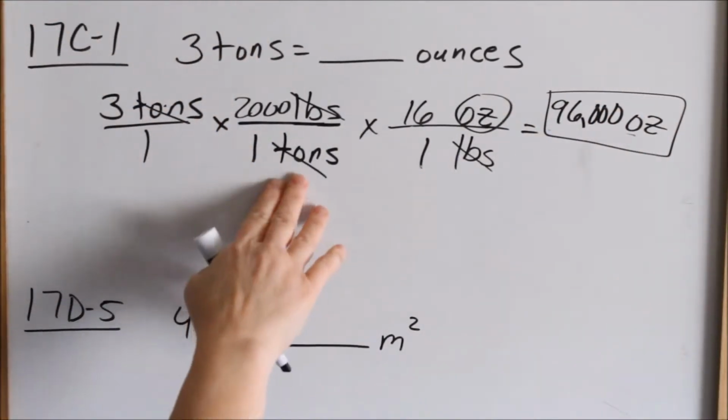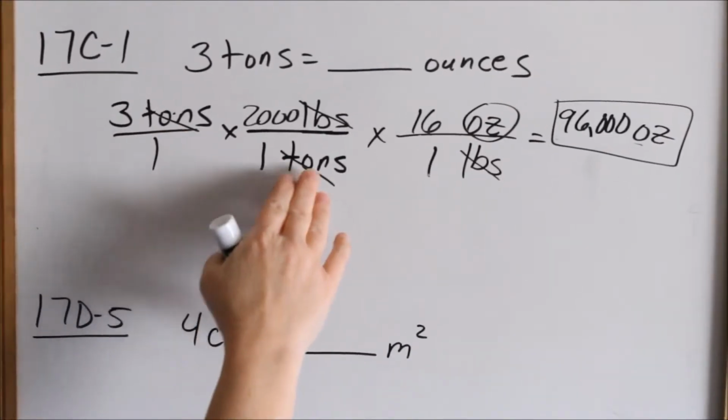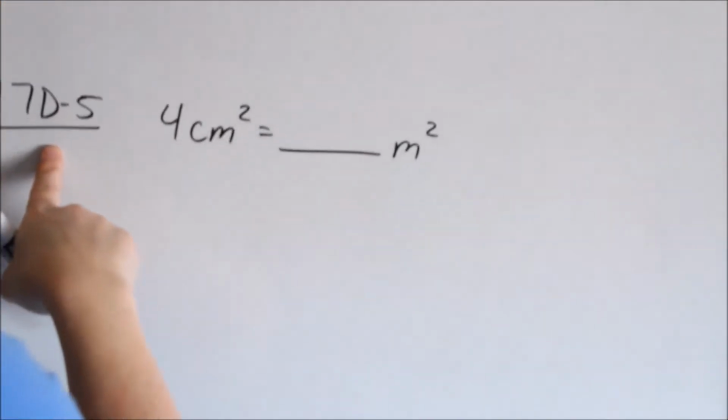So again, just be careful if you have to do a 2-step process of converting from tons to pounds and then pounds to ounces. So now let's look at 17D number 5.